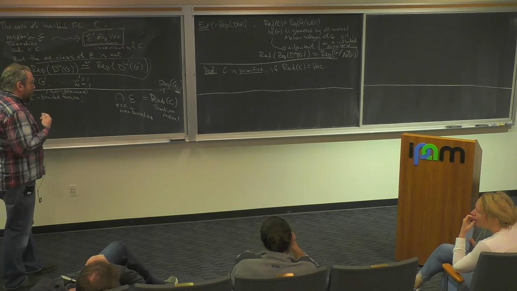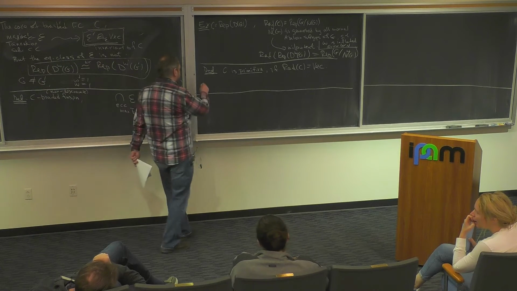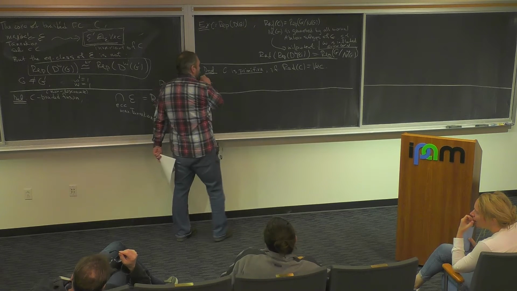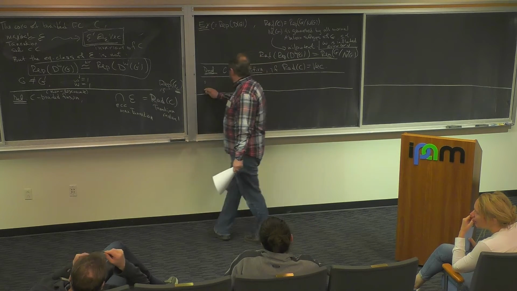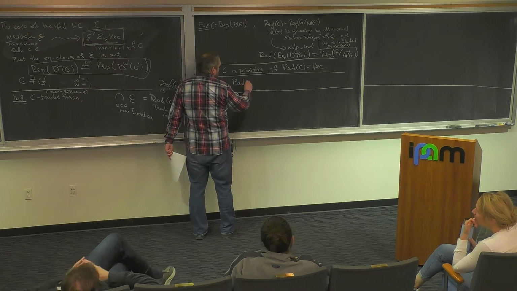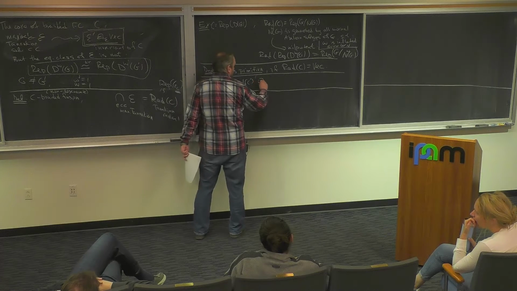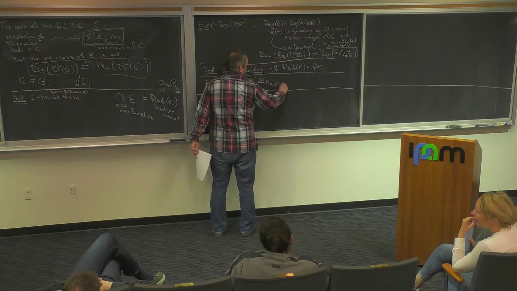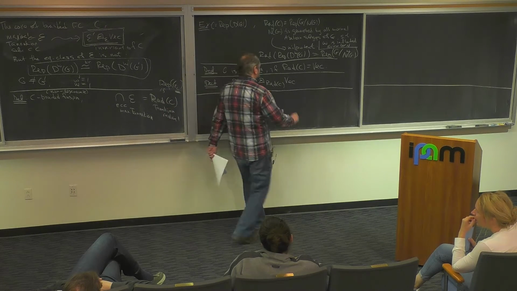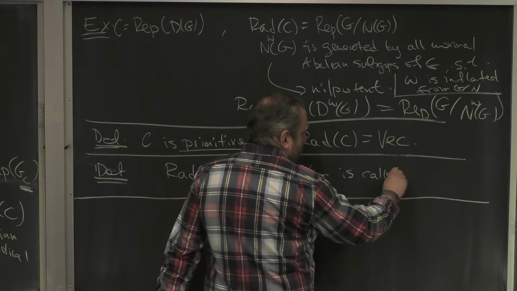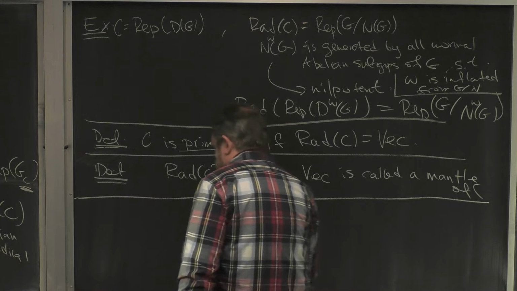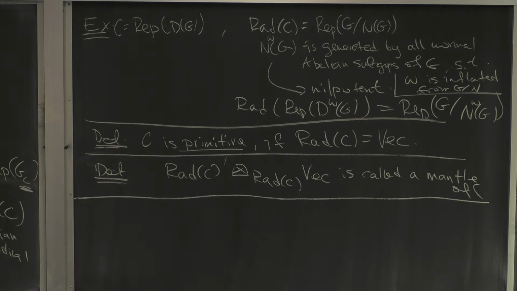Now, because the radical is an invariant, the corresponding localization of C with respect to its radical, we'll need to give it a name, and I will call it a mantle of C. So let me explain the reason for this name.